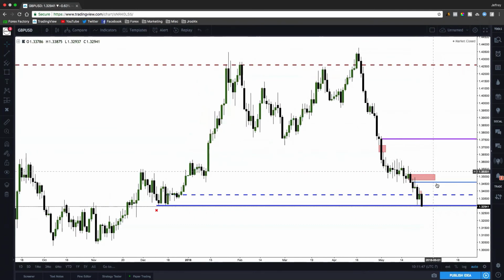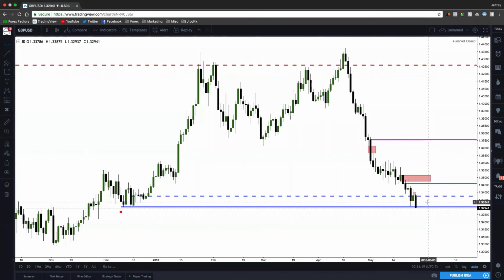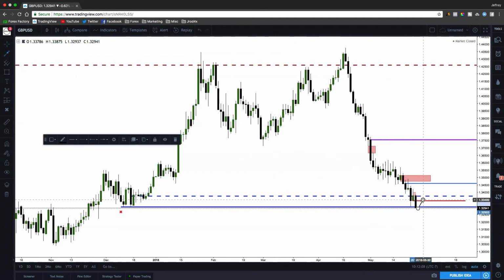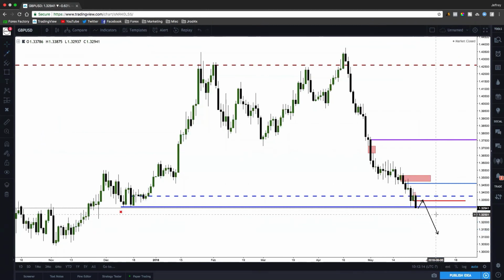Okay, so in terms of what I'm looking for on GBP USD, again, I am expecting a retest of this bearish order block and then continuation lower. So just for those of you that watch this recording, I'm just going to go ahead and draw it out for you. In case anybody gets confused, we're going to be looking for a retest of that level there, and then we're going to be looking for a sell-off, okay?